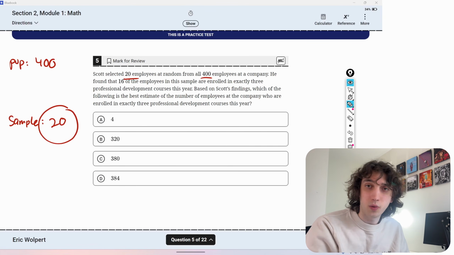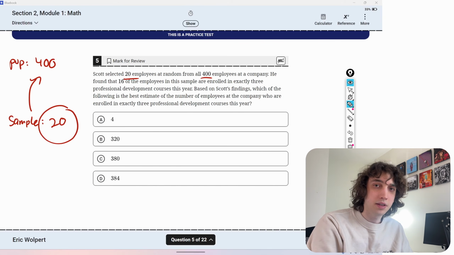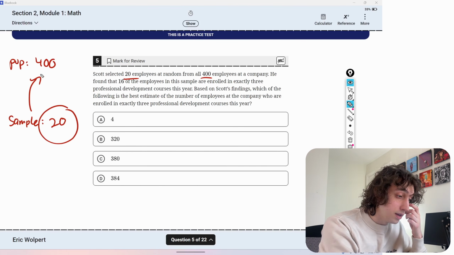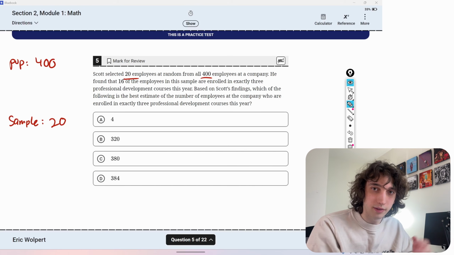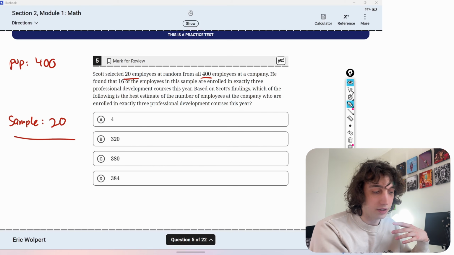We're only going to ask 20 of them, and then we're going to extrapolate their findings to the entire population, because chances are if we sample those 20 people randomly, they're going to be pretty representative of the entire company, right? So if half of them were in the professional development courses, then we would say probably about half the company would be, as long as we're randomly sampling these 20 people.